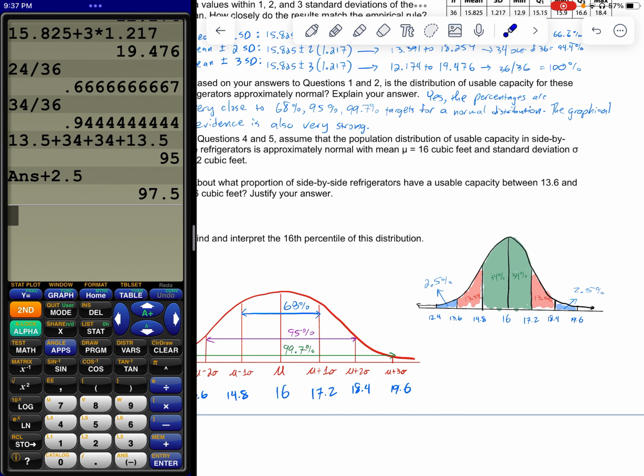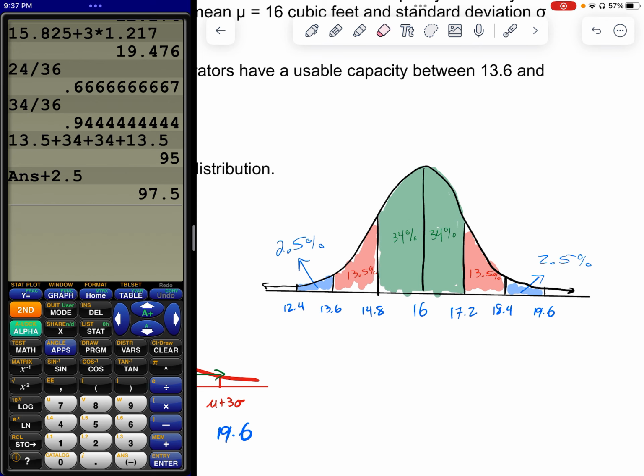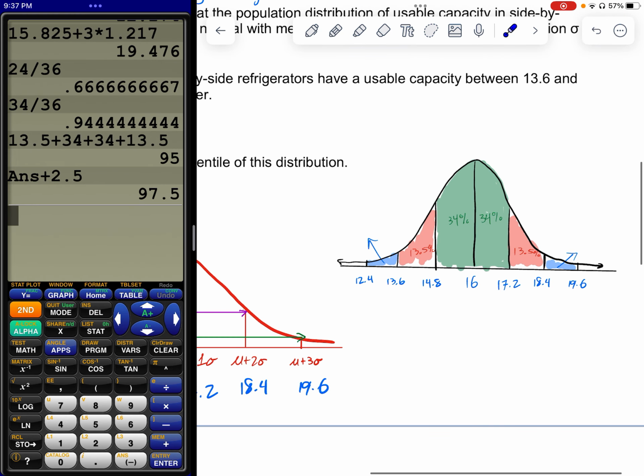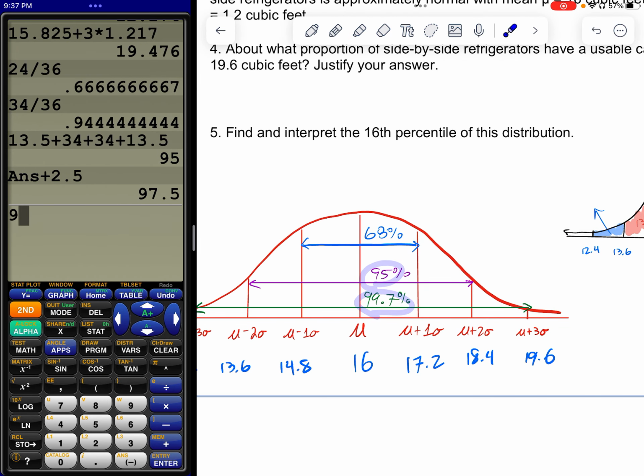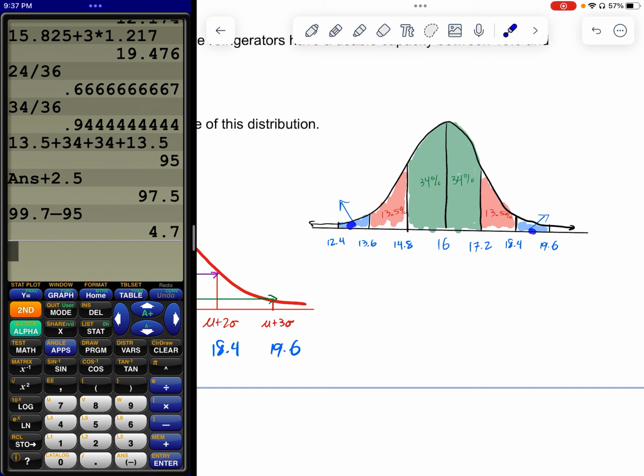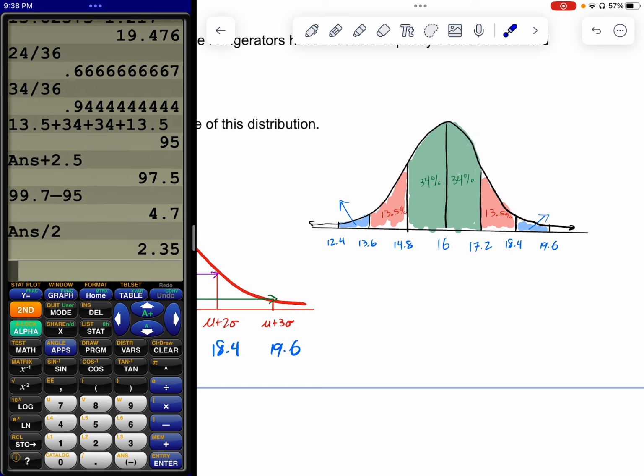Oh, you know what though? I think I didn't do this correctly. Sorry. Those aren't 2.5. Oh, no, no. Okay. Because from here to here is 95%, right? As shown right here. So from here all the way out and from here all the way out makes 5%. So if I have 99.7 minus 95, that means that these two blue sections make 4.7% combined. So each one of them would be 2.35. That's pretty technical, but it could come down to that at the end of the day.